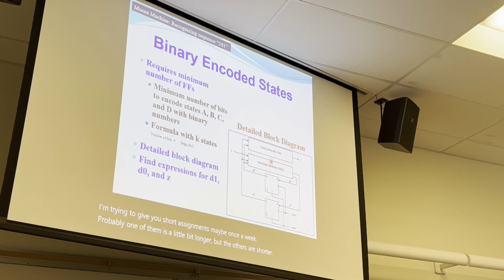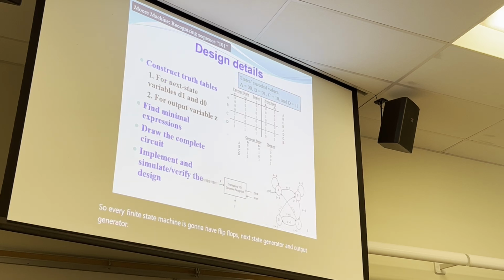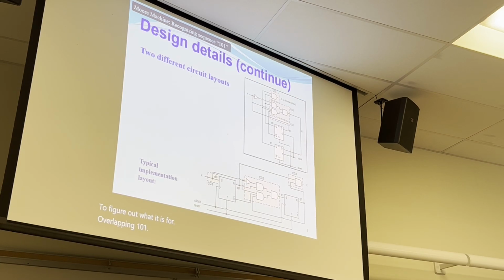So every finite state machine is going to have flip-flops, a next state generator, and an output generator. We went over this example. Figure out what it is for overlapping 1, 0, 1. You can just put a design like this, but this is how it will be implemented inside the chip. They don't put all the flip-flops in one corner and the combinational circuit in another. They're all kind of mixed.